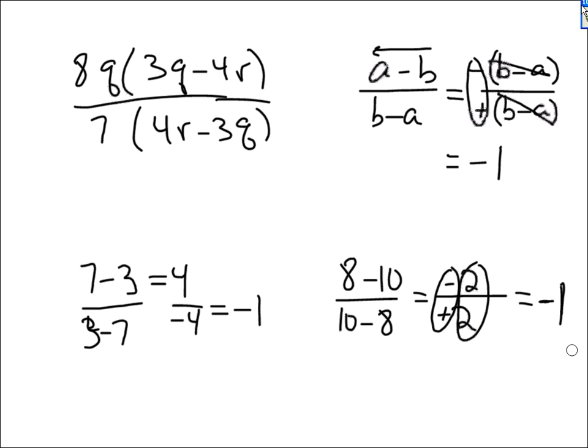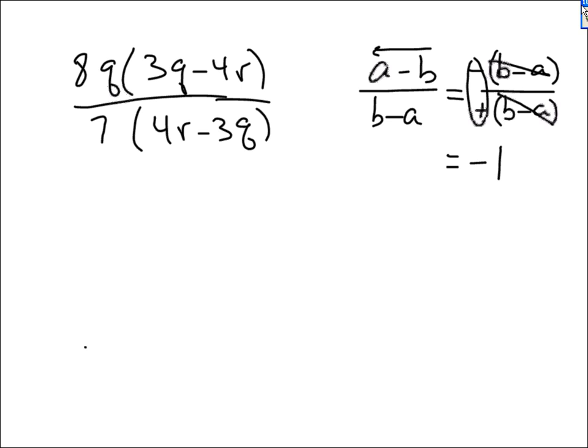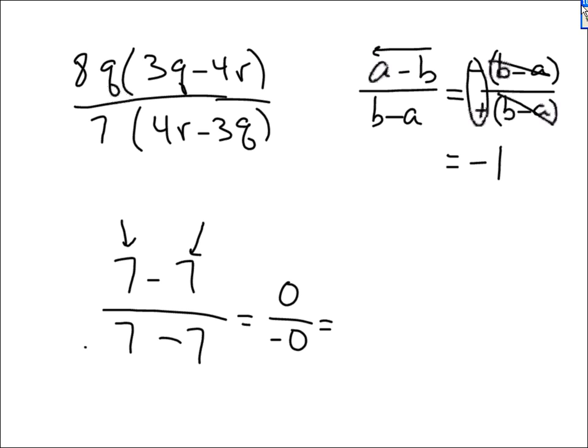If you write the subtraction backwards, you have one subtraction on the numerator, and you write it backwards on the denominator, it's going to be negative 1, provided it's not 0 over 0. Remember, if I have 7 minus 7 on the bottom, I write it backwards. It's first I write that 7 minus, and now I'm going to write that 7. Okay, so we have, say, 0 over negative 0. It's still 0 over 0, which is indeterminate.